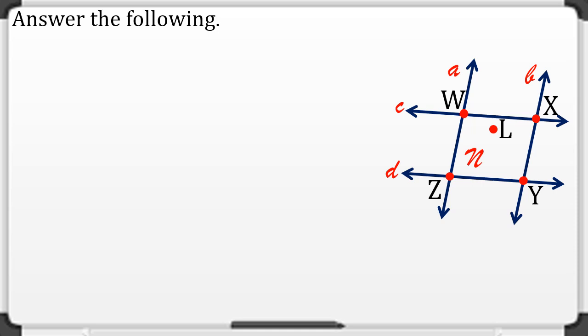Now, using the figure at the right, let us answer the following. Number 1, name all the points. So let us use this one. We have here the point L, point W, point X, point Y, and point Z. So those are the points.